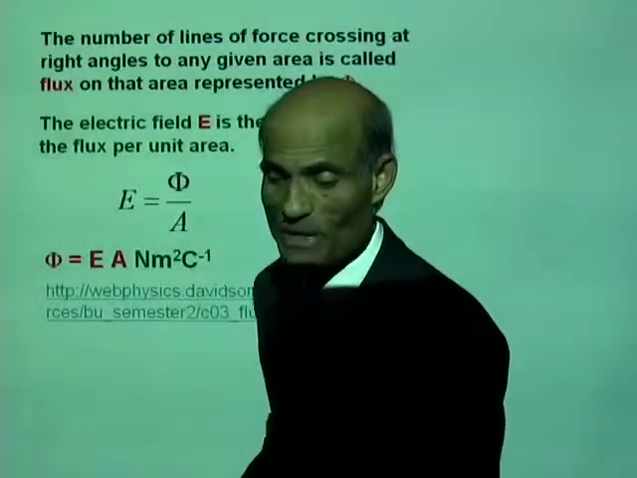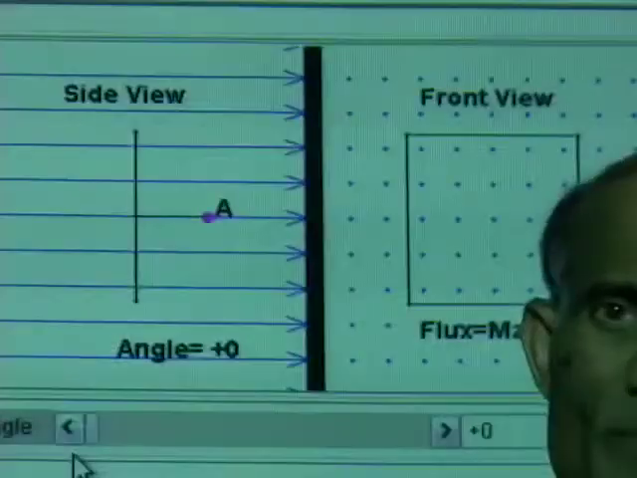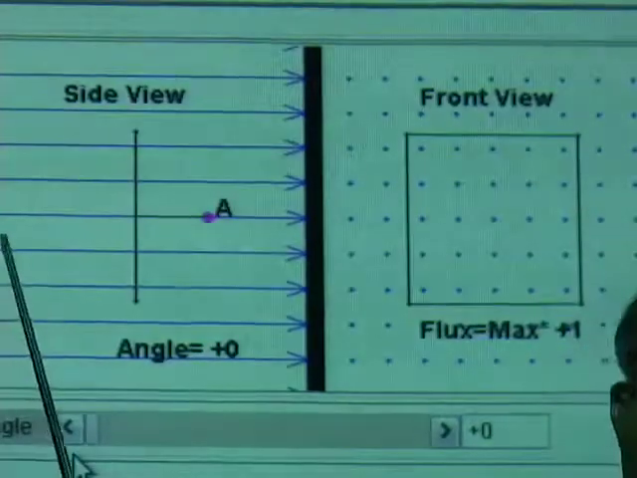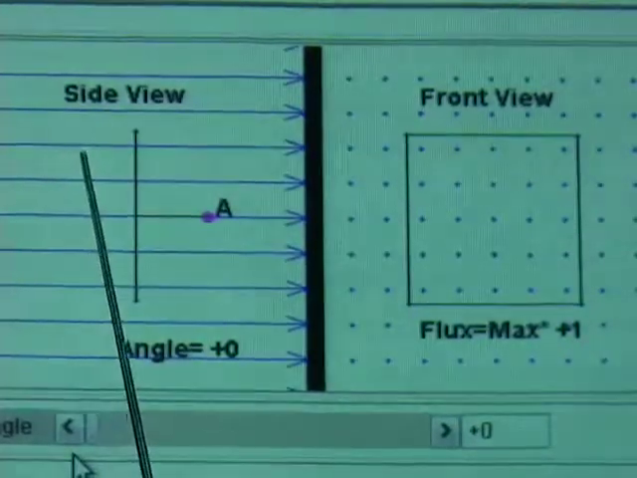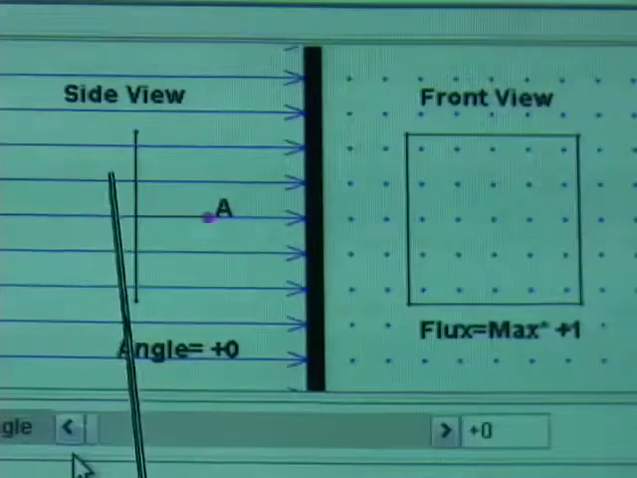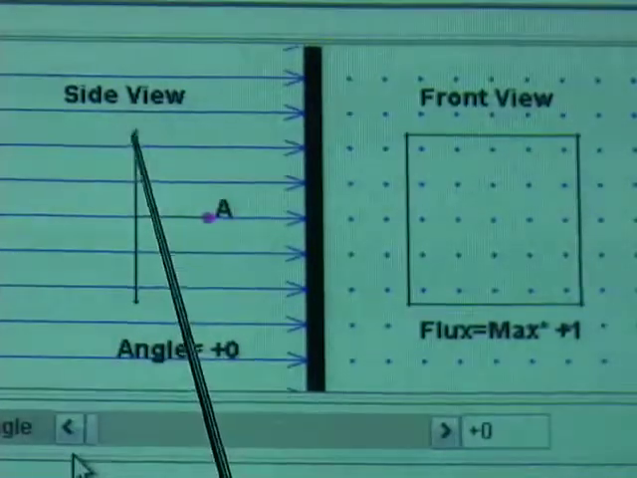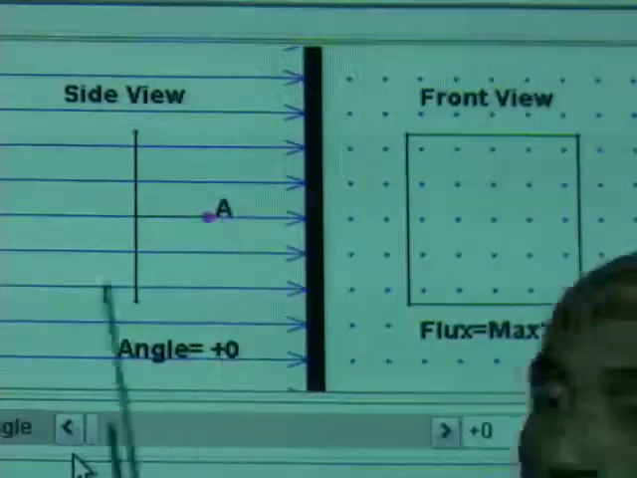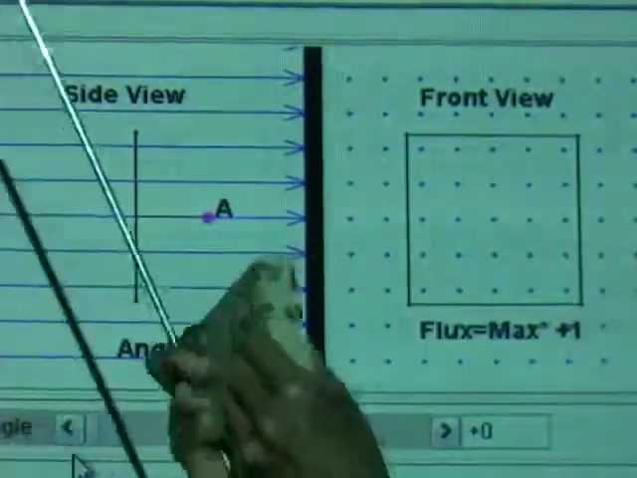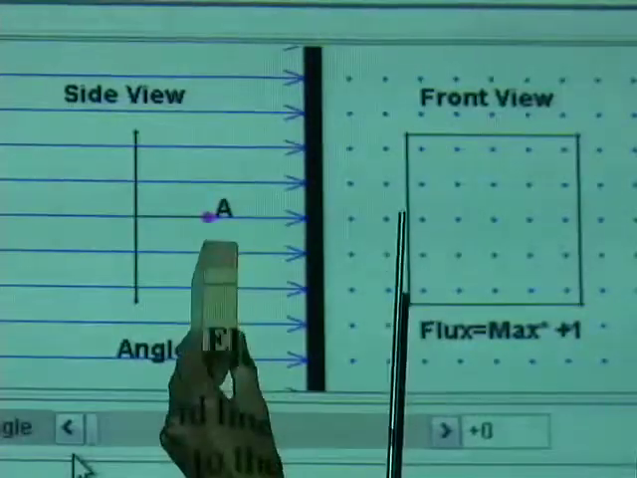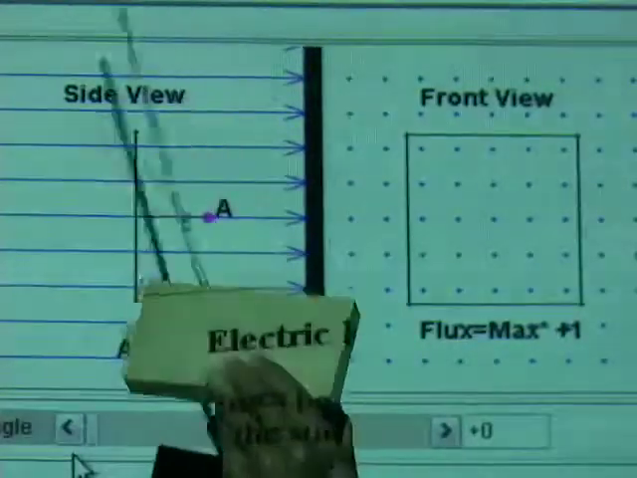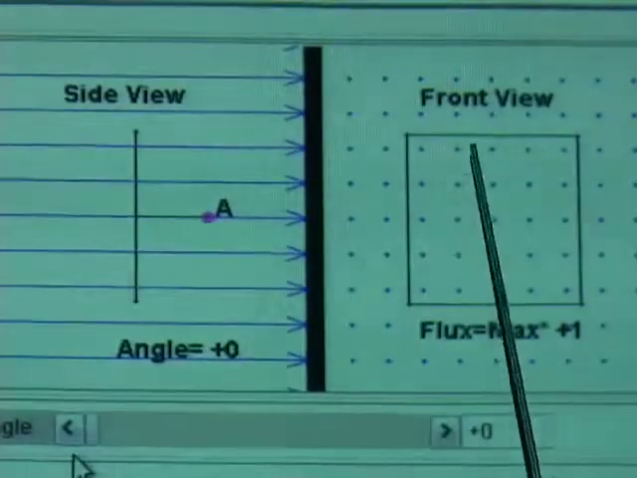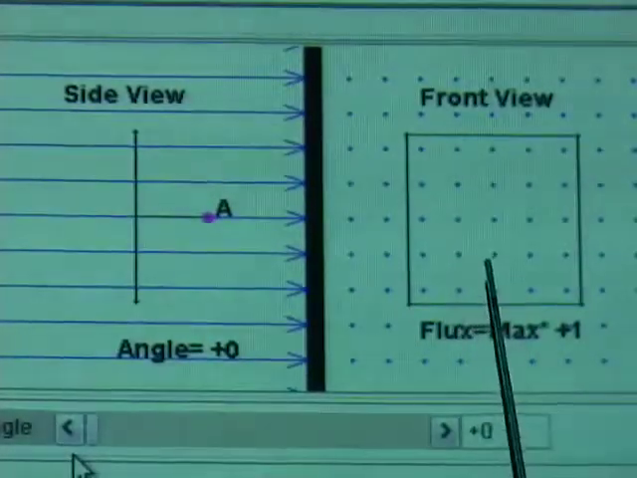Alright, let's have a look at the concept of flux one more time. Here is an illustration of an electric flux. If you notice, there's a large number of lines of force going from left to right and crossing an area. This is a side view, in other words, the area is kept like this. And now if you look at it from the front, this is what you see. Each of these dots is a line crossing.